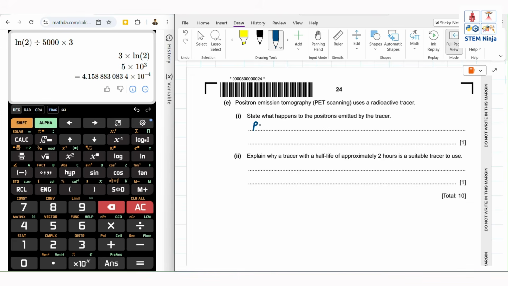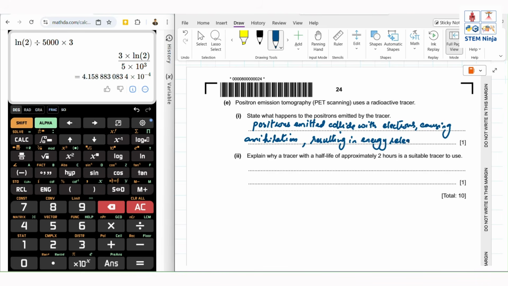So positrons emitted collide with electrons, causing annihilation, resulting in energy release in the form of gamma photons.